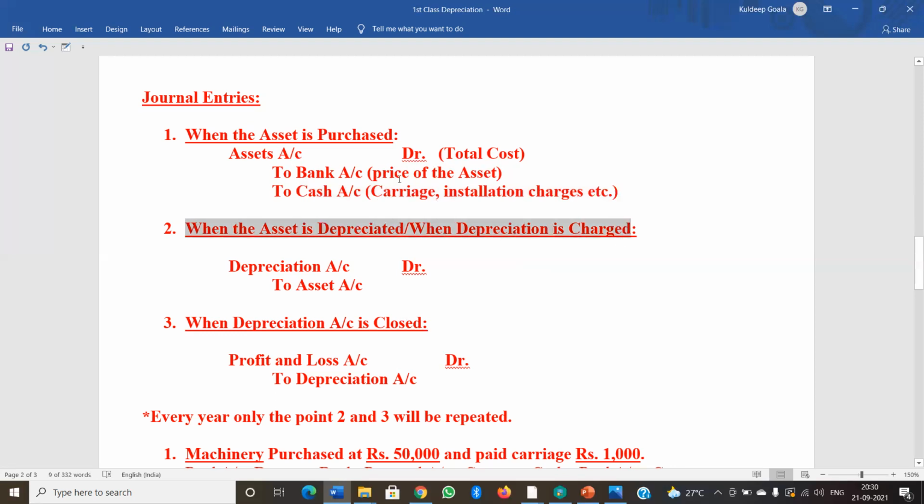See, once you have purchased the asset, you will definitely use it. If you don't use it also, there will be depreciation. Now you will ask why? If I don't use the asset, then why will there be depreciation? I will give a very simple example to you. You just do one thing. You purchase a car and you keep it at your home.